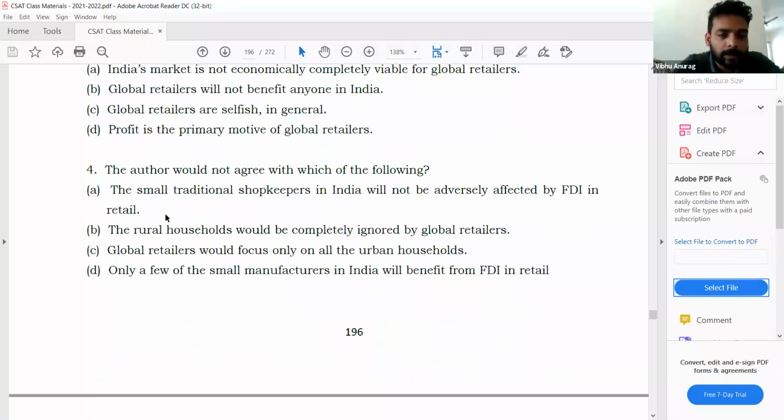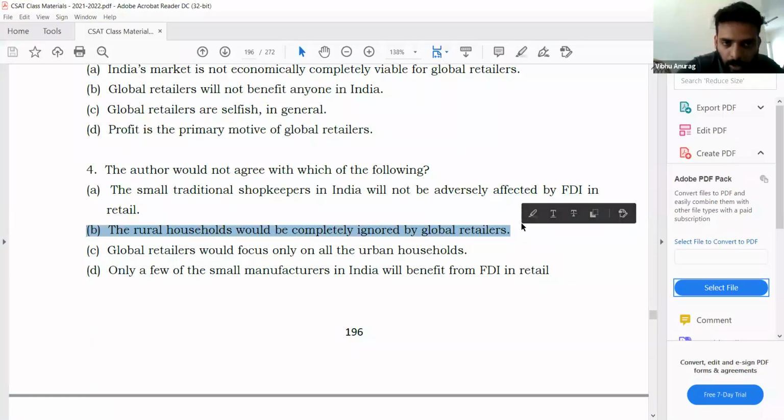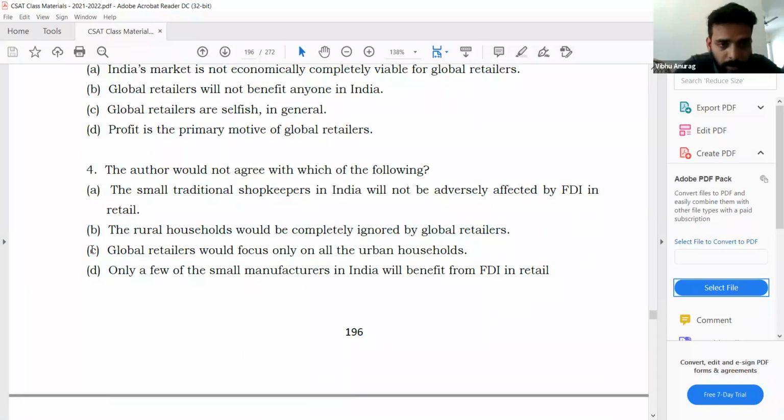Then fourth one, the author would not agree with which of the following? Option A, small traditional shopkeepers in India will not be adversely affected. He will agree, because it is given that they will survive. They will not die. B, rural households would be completely ignored by global retailers. He will agree with this also, because they will focus on 33% of urban India, not rural India. Option C, global retailers would focus on all the urban households. He will disagree with this, because they will only focus on the top 33%. So C is the answer.